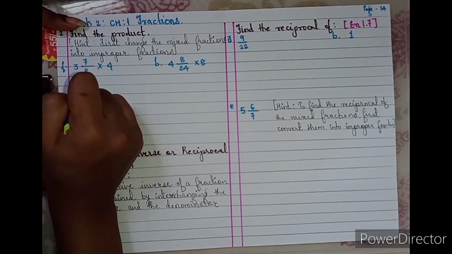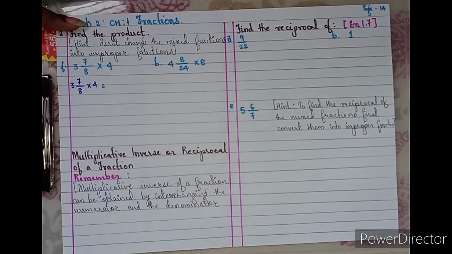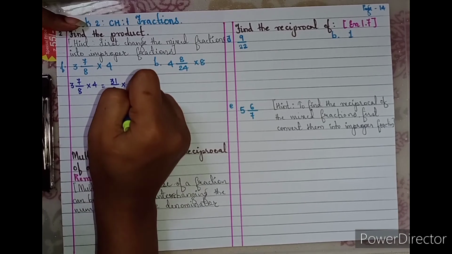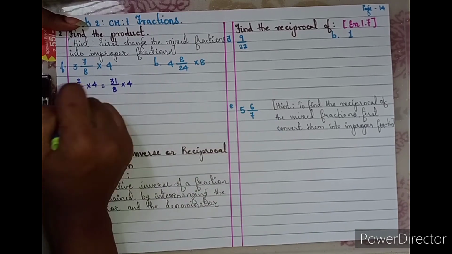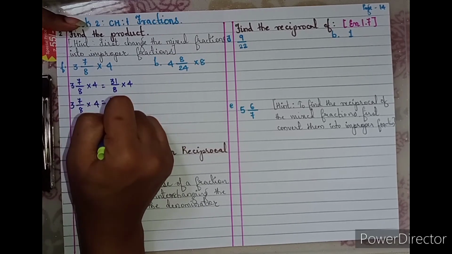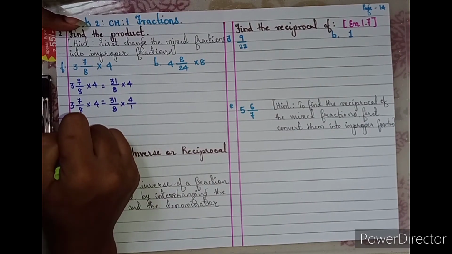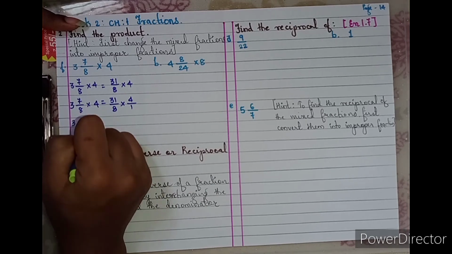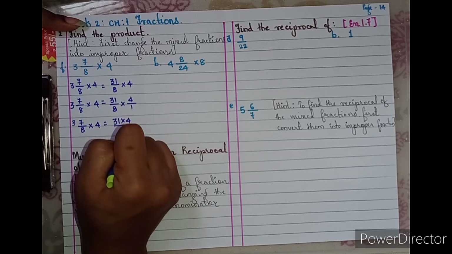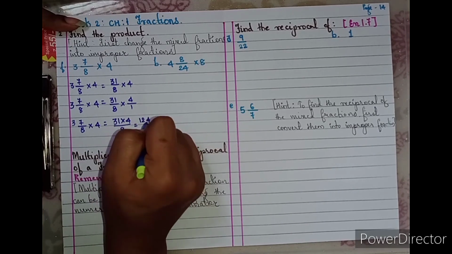3 is to 7 by 8 into 4, that equals 8 3s are 24 plus 7, 31. So 31 upon 8 into 4. Therefore 3 is to 7 by 8 into 4 equals 31 upon 8 into 4 by 1. That equals 31 into 4 whole divided by 8, that equals, let's multiply, 4 1s are 4, 4 3s are 12, divided by 8.